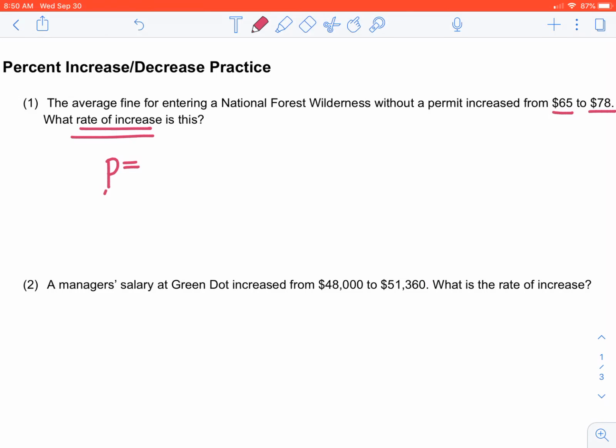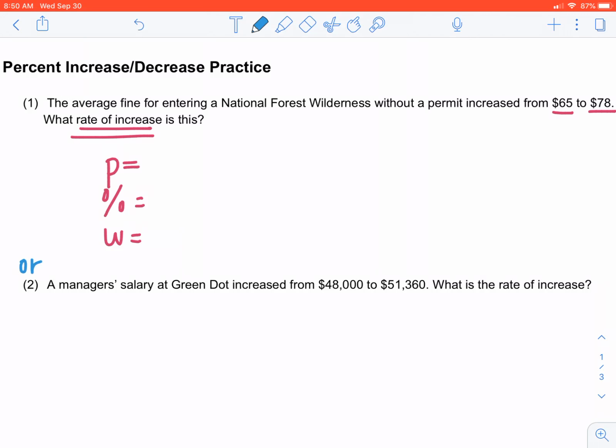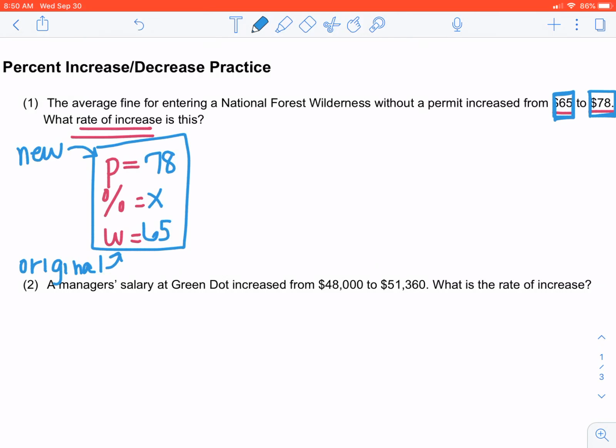So we're going to start off by making the box, part, percent, and whole. And I'm just going to remind you that whole is always your original amount. Part is always your new amount. All right, so if we're starting at $65, that's your original amount. And now it's $78. It went up to $78. We want to know what is the percentage of increase. So here's the box.